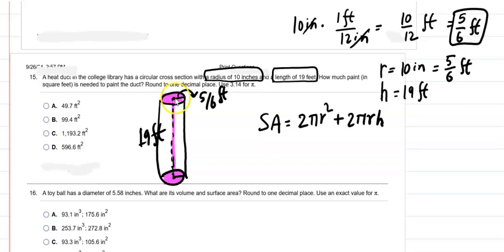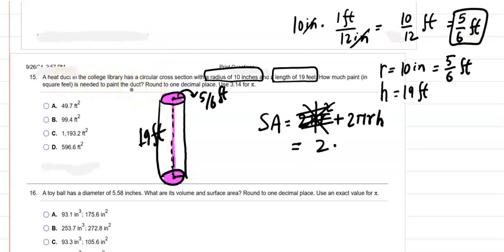So we exclude these two, top and bottom, because we do not paint this part of the duct. We only paint around the duct. So we do not include this in the formula when we are looking for how much paint is required for this duct, because 2 pi r square is for the top and bottom circular regions. So I'm going to use only 2 pi rh to find the paint needed to paint this duct.